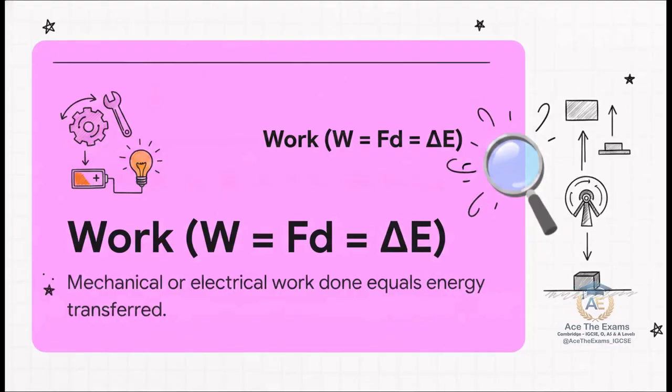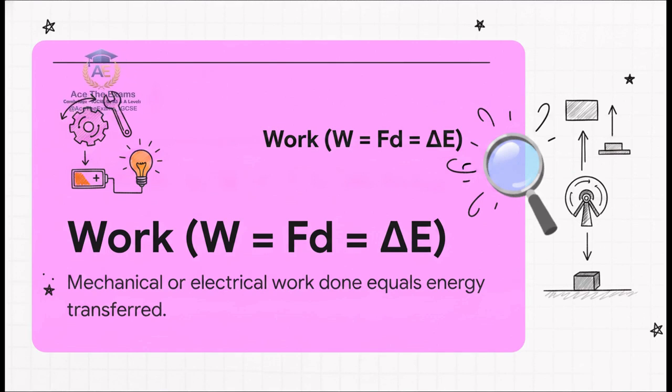Let's completely ground ourselves in the fundamental formula. W equals FD equals delta E. What's really fascinating about this formula is just how much incredible information is packed into a few simple letters. W is the work done, measured in joules. F is the force applied in newtons. And D is the distance moved in the specific direction of the force, measured in meters. That's your mechanical side, the physical pushing and pulling.